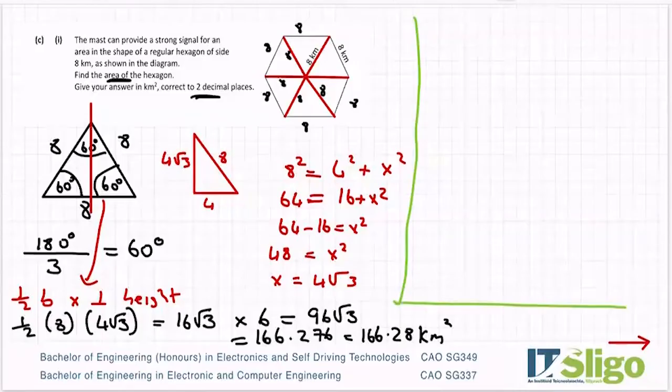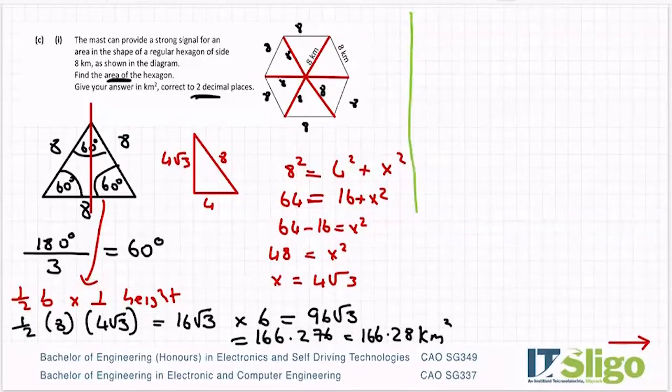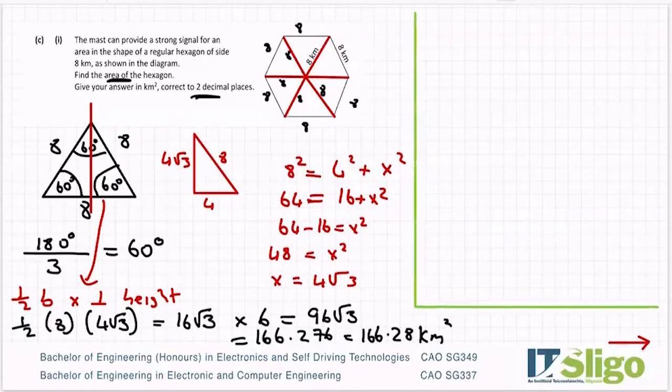Okay, so that's one way to do it, and that's dropping a perpendicular. I'm going to show you another way of finding the area of that equilateral triangle, in case you prefer it. Again, I'm going to draw that equilateral triangle that I had with the 60 degrees: 60, 8, 8, 60, and so on and so forth.